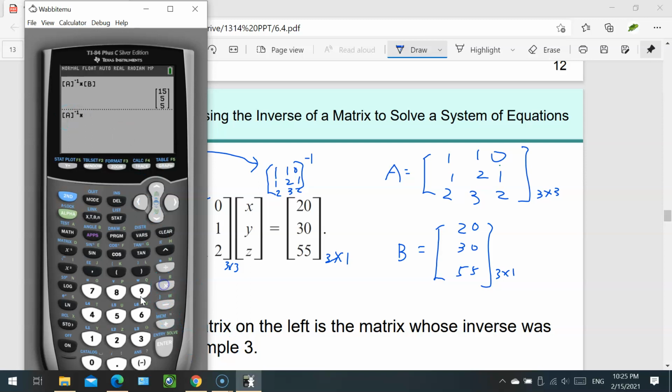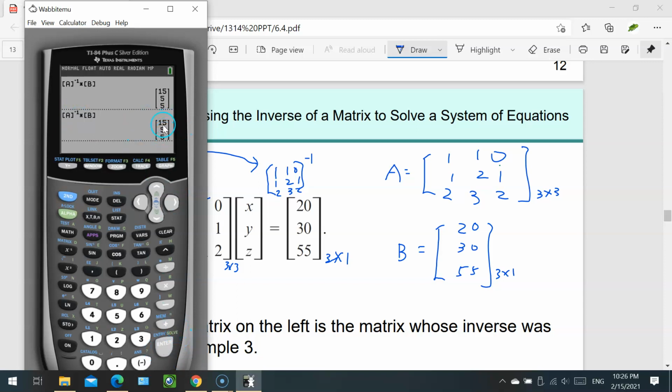After that, multiply with the matrix B. So click on second matrix. Same way, highlight the names. Now you click on the down arrow key to highlight the matrix B and hit the enter key. So you will pull the matrix B to the front page to multiply with the inverse of the matrix A, and then you hit the enter key one more time.